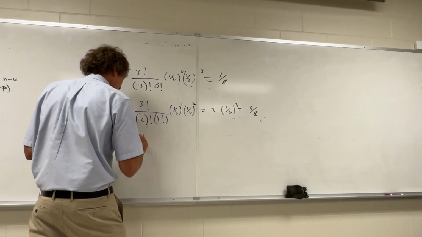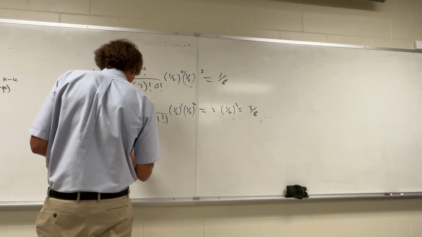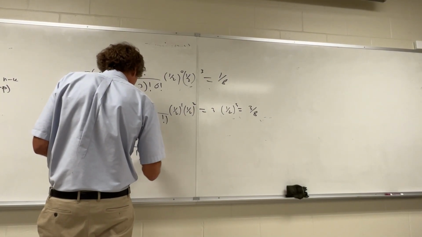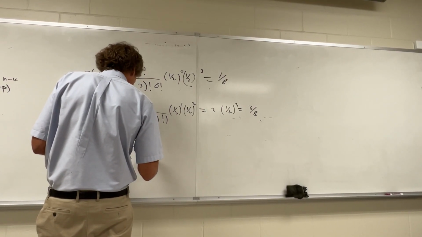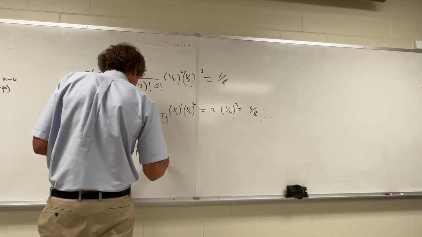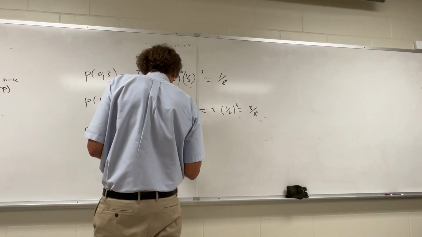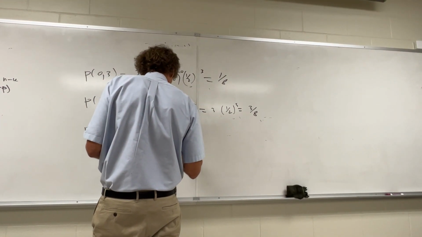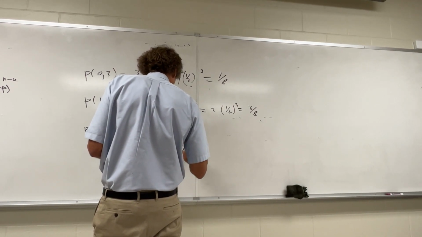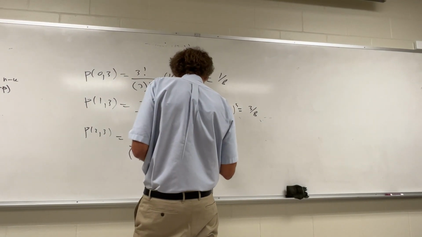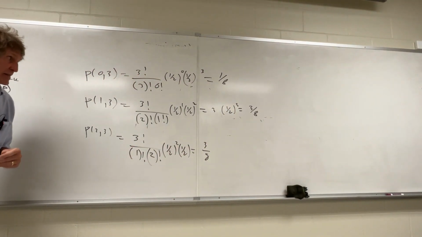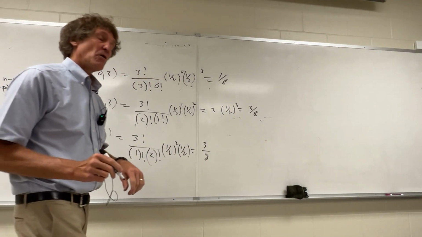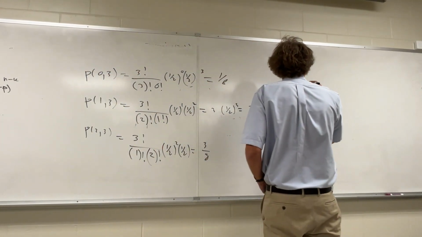So this is going to be what? Still 3 factorial, that's n factorial. Now I'm going to have 1 factorial here, and this is going to be 2 factorial here, and then it's going to be 1/2, in this case, squared times 1/2 to the first power, and this is going to be 3/8 as well. Agreed?